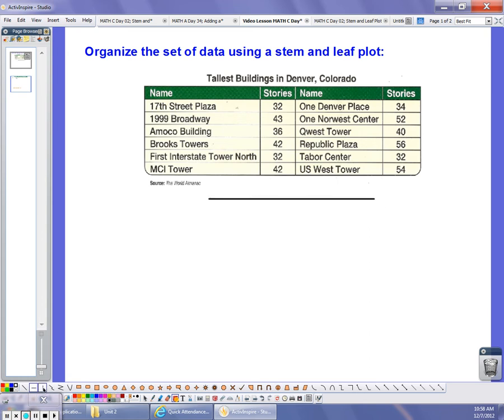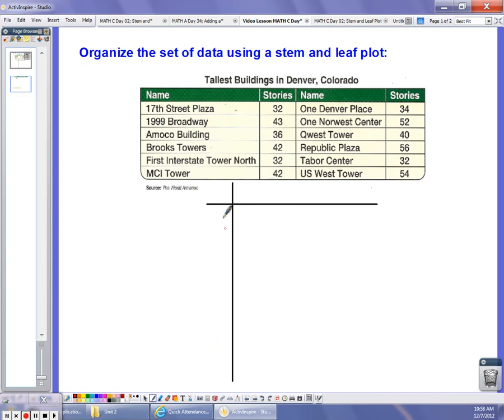And I'm going to go ahead and draw a vertical line that is more towards the left, because this side over here is going to be our stem, while the other side will be our leaf. Now, when I take a look at my data, I've got to look at all my tens values, which are my 30s, my 40s, and I also have my 50s. Since I only range between the 30s and the 50s, I'm just going to put in a 3, a 4, and a 5 in my stem. That's going to represent all my 30s, 40s, and 50s.